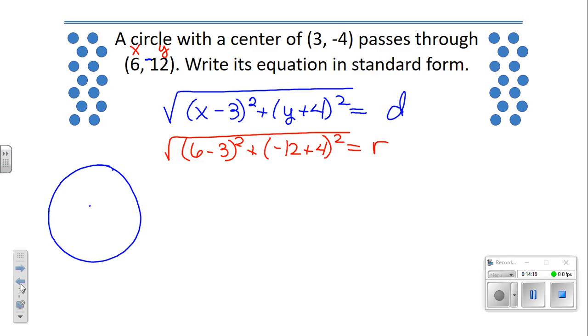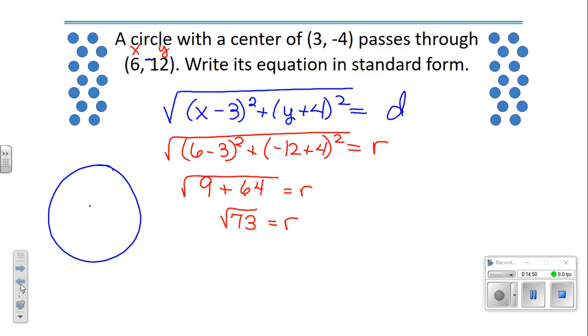But it's r now, right? Instead of d. What's 6 minus 3? 3 squared. What is negative 12 plus 4? Negative 8 squared. 64. So those of you who said that it was the square root of 73 were spot on. Good job, right? Square root of 73.